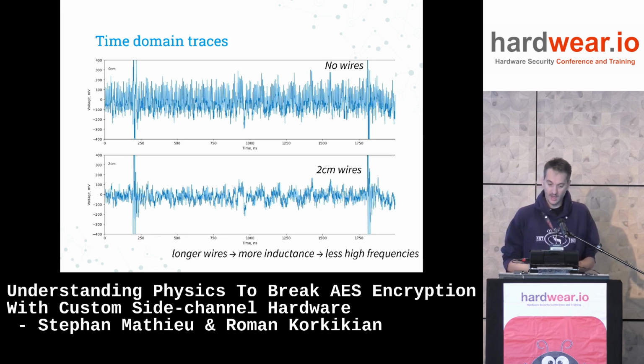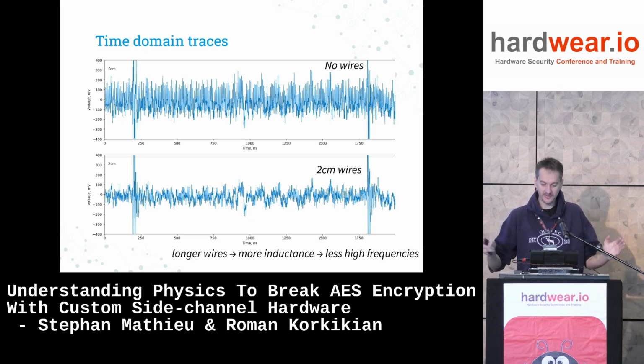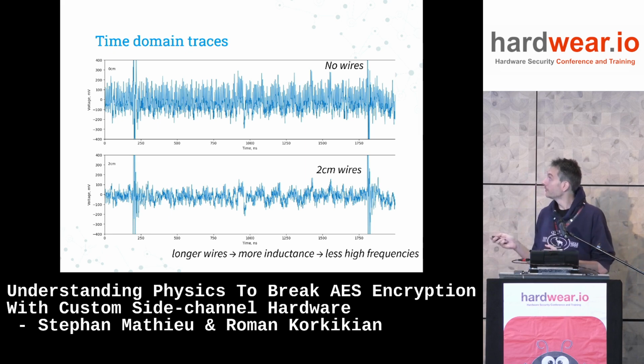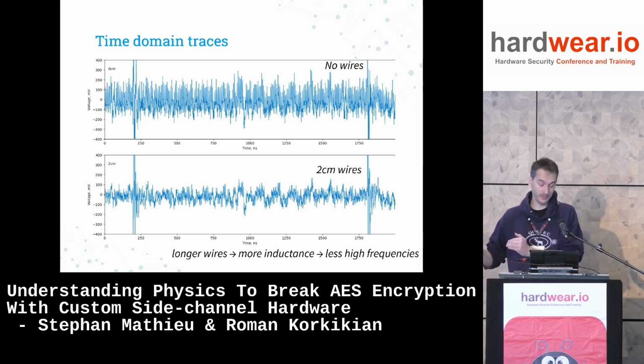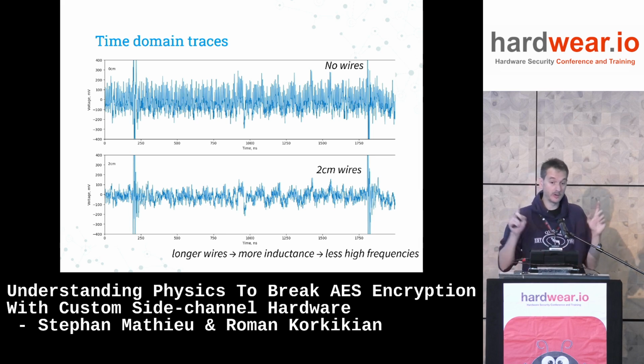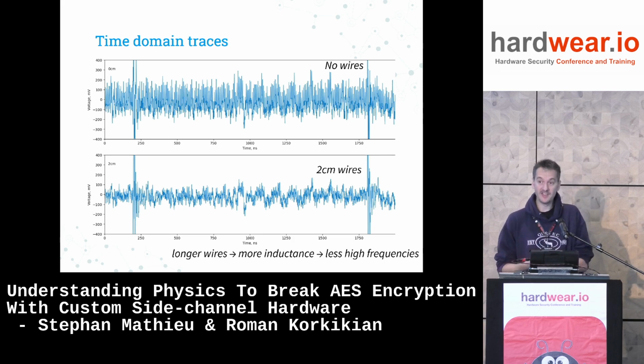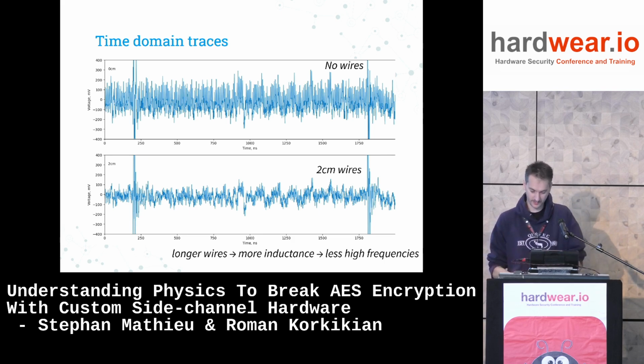Supposedly. Time domain traces. So here you have the ESP32 doing some encryption thingy. You have the time domain traces of the current consumption during the AES encryption. You see here that in the case of no wires, you have a lot more spiky things. Spiky things means high frequencies. So that does illustrate the point that the longer the wires, even at 2 centimeters, the more inductance you get, and the less high frequencies you're going to fetch.